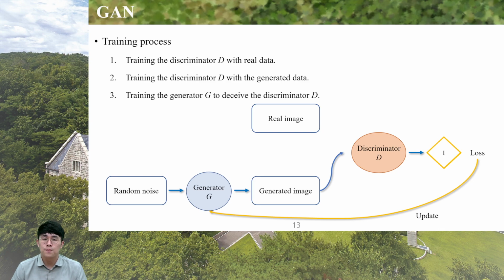In the last step, the generator is trained. In this case, the purpose is to deceive the discriminator. So the training is carried out with the aim of producing the result value of 1.